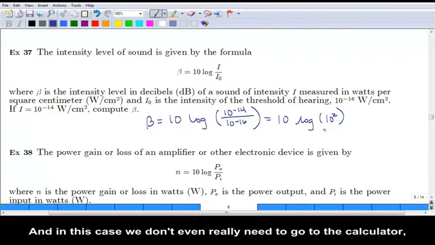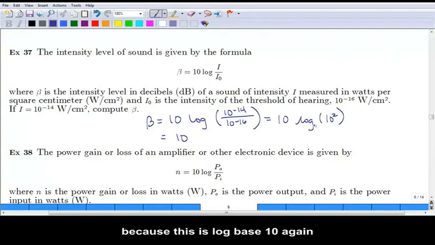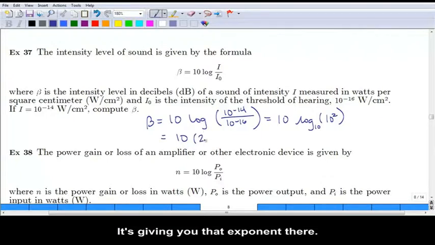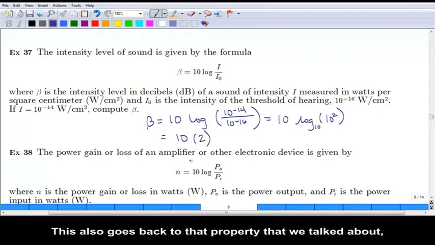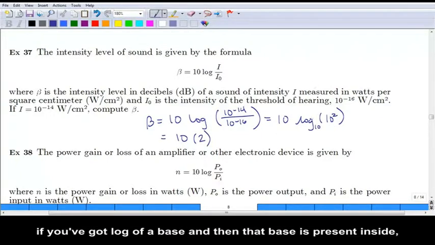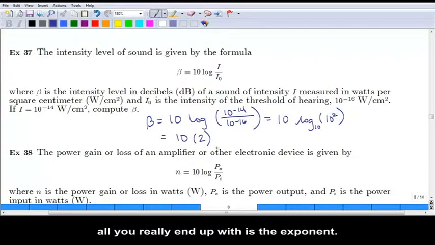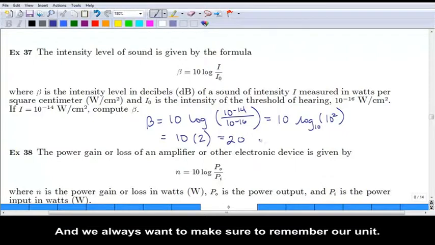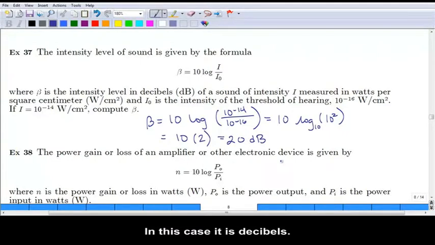And in this case, we don't even really need to go to the calculator, because this is log base 10 again, and we want to know what you would raise 10 to get 10 squared. Well, you would raise it to the 2 power. It's giving you that exponent there. This also goes back to that property that we talked about. If you've got log of a base and then that base is present inside, all you really end up with is the exponent. So in this case, we end up with 10 times 2, which is 20, and we always want to make sure we remember our units. In this case, it is decibels.